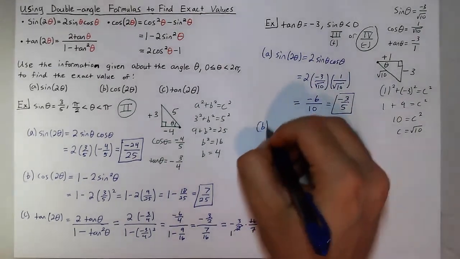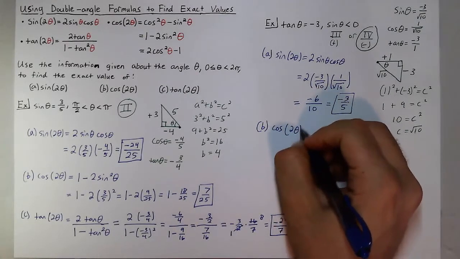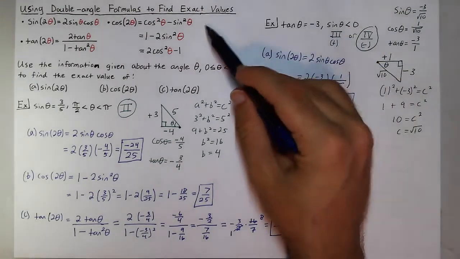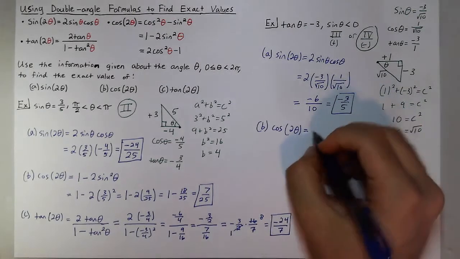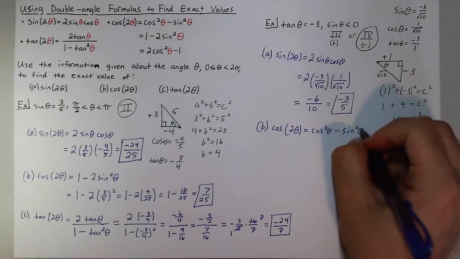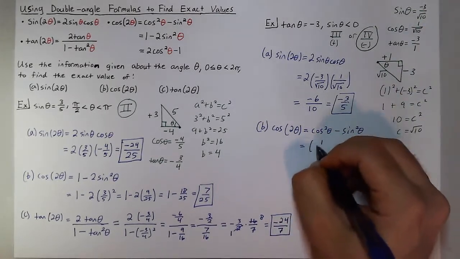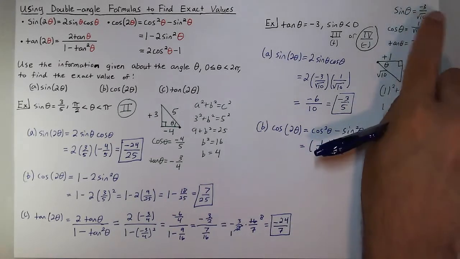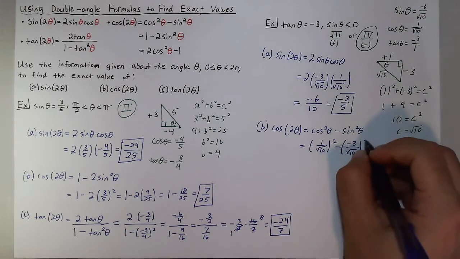Now part B, we have to do cosine of 2 theta. Now in this case, I wasn't given sine or cosine, so I can use any of the formulas, and I'll just use the first one because we haven't used it yet, which is cosine squared of theta minus sine squared of theta. Cosine squared would be 1 over the square root of 10 squared minus sine squared, which was negative 3 over the square root of 10 squared.